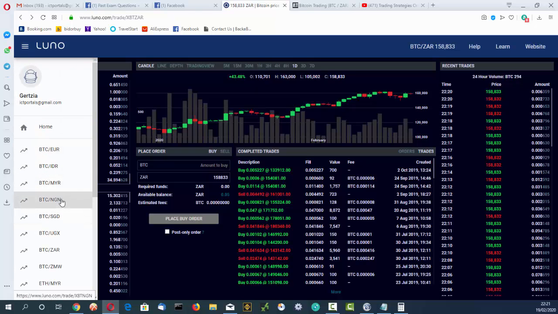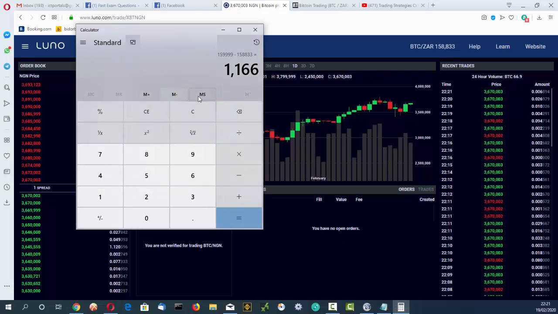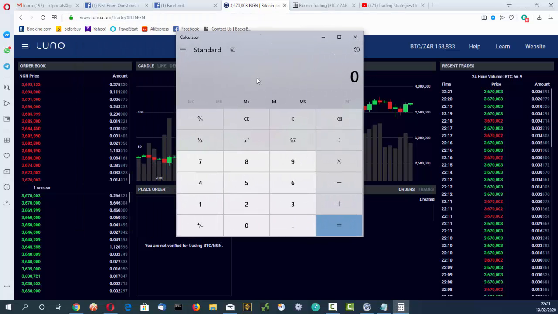Let me quickly show you some fast secret here. This is Nigerian Naira. One Bitcoin in Nigeria now is 3.6 million. Let me quickly show you something here, because you can trade across the board. You can trade and send your money to Nigeria, bring it back to South Africa. You can do it 3, 4, 5 times in a month and it gives you good return. So let's see. This is 3670003. What do you say, madam?